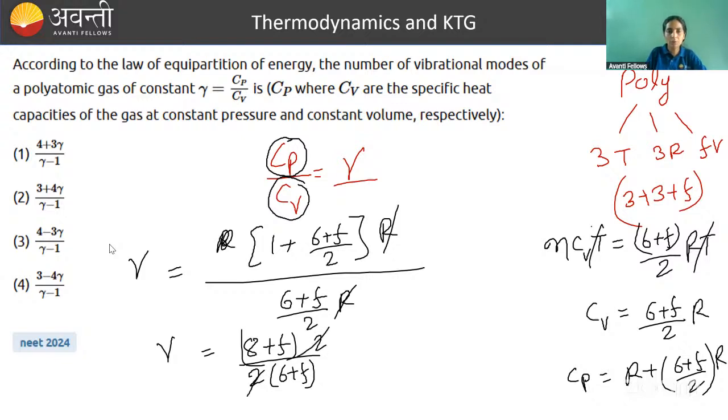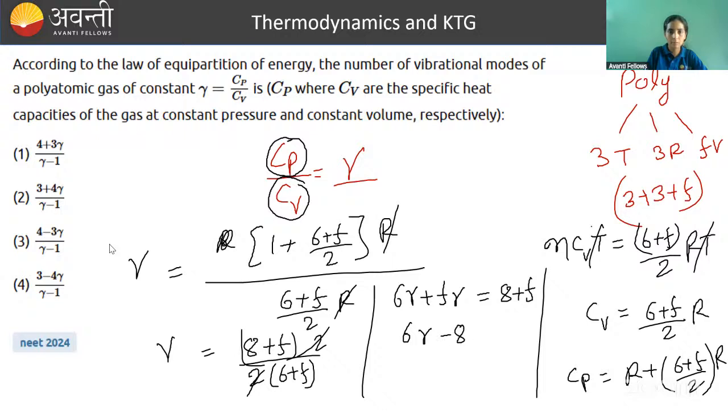Now cross multiply. What are you going to get? 6 gamma plus F gamma will be equal to 8 plus F. So if you solve it now, what we have to calculate? F. So 6 gamma minus 8 will be equal to F minus F gamma. Right? So here 6 gamma minus 8 is equal to F into (1 minus gamma). So degree of freedom is how much? I guess 2 is missed somewhere in the calculation.